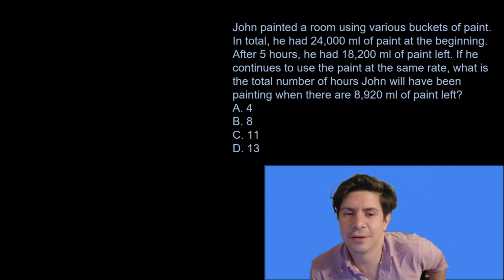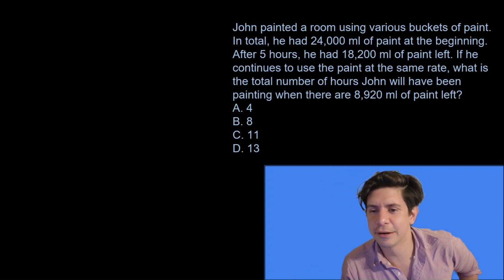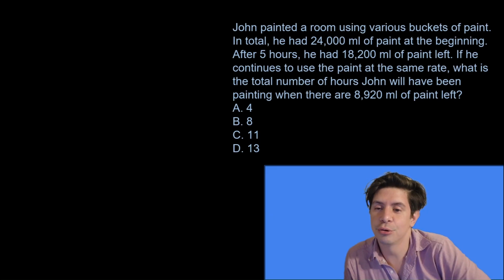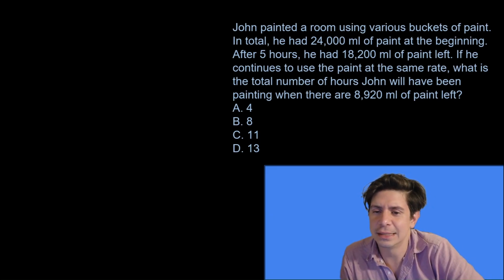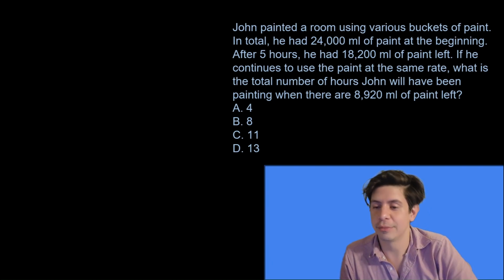All right, now we have another one here. John painted a room using various buckets of paint. In total, he had 24,000 milliliters of paint at the beginning. After 5 hours, he had 18,200 milliliters of paint left. If he continues to use the paint at the same rate, what is the total number of hours John will have been painting when there are 8,920 milliliters of paint left?